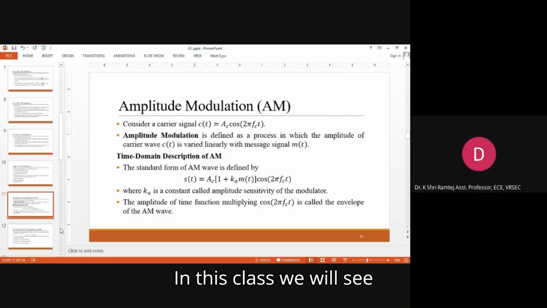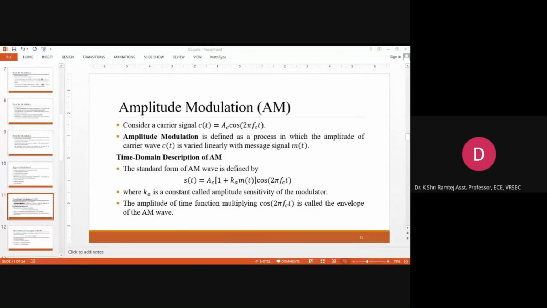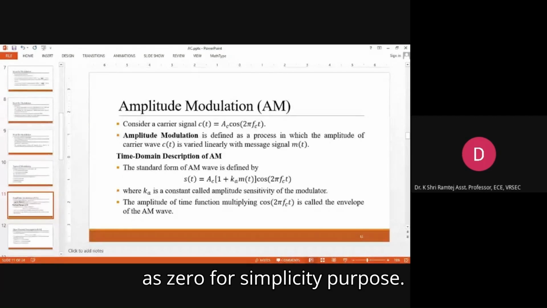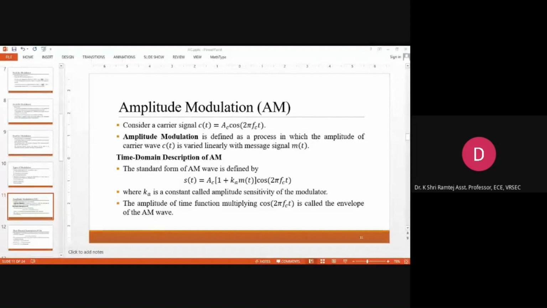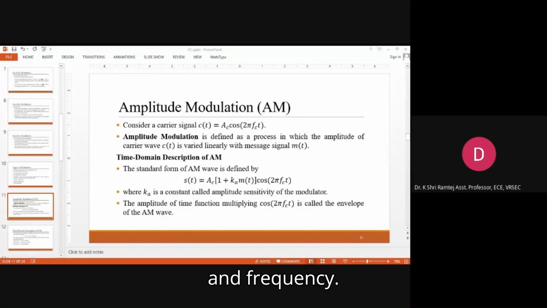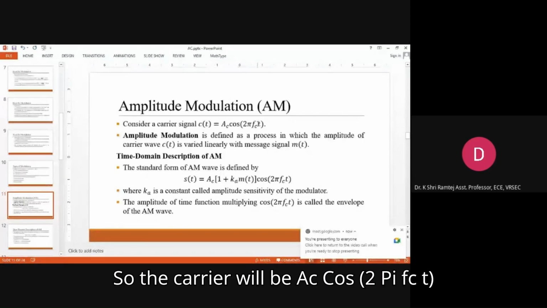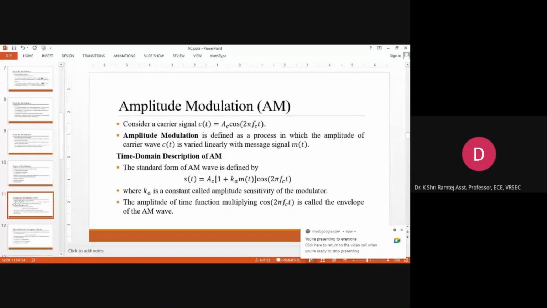So in this class, we will see amplitude modulation. So let us consider a carrier signal Ac cos 2 pi fc t. So here we are taking the phase value as 0 for simplicity purpose. So we are only considering the amplitude and frequency. So the carrier will be Ac cos 2 pi fc t.